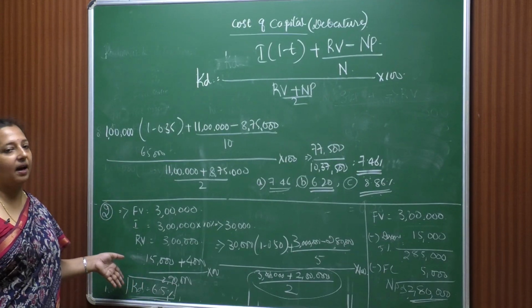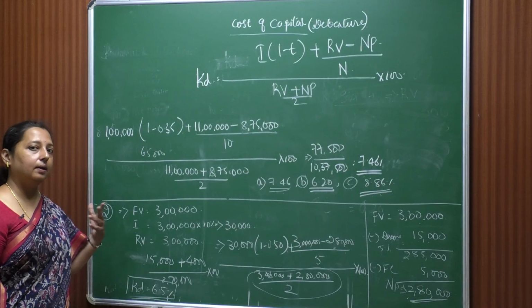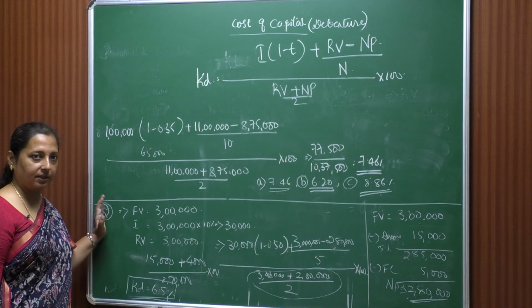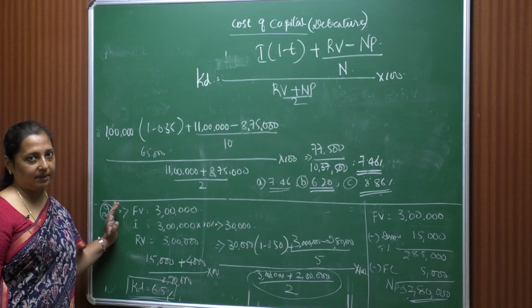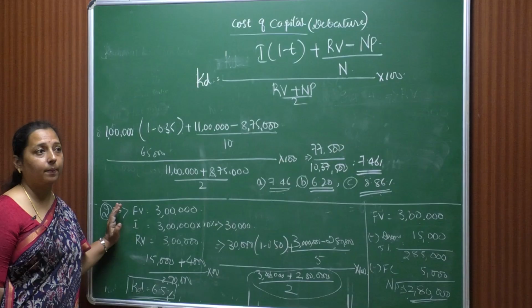So, this is when they have given. Here also, when I specify the cost of debt redeemable, N will be present. Hope you understand the problems based on cost of debt irredeemable and redeemable. Thank you. Next, we will move on to the cost of preference share.